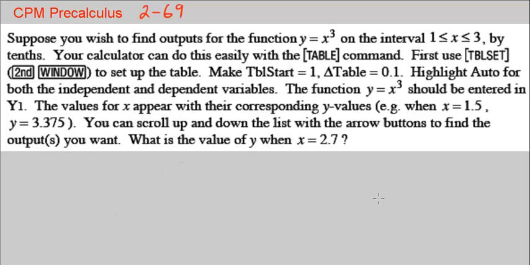This is CPM Precalculus Chapter 2, number 69. So here we're going to use our calculators. Suppose you wish to find the outputs for the function y is equal to x cubed on the interval 1 is less than or equal to x is less than or equal to 3 by tenths.